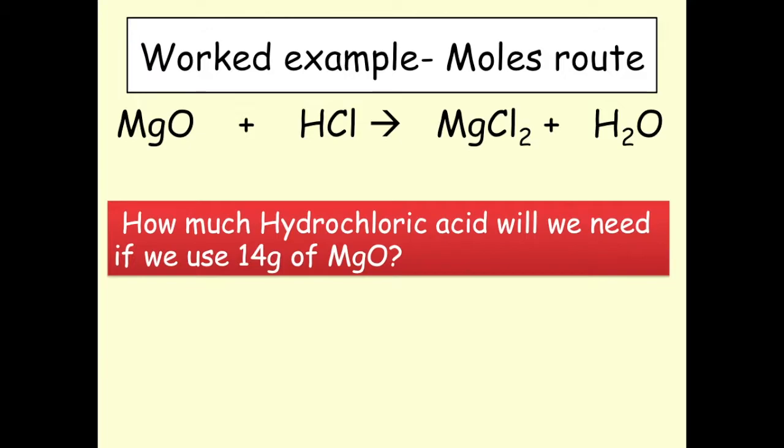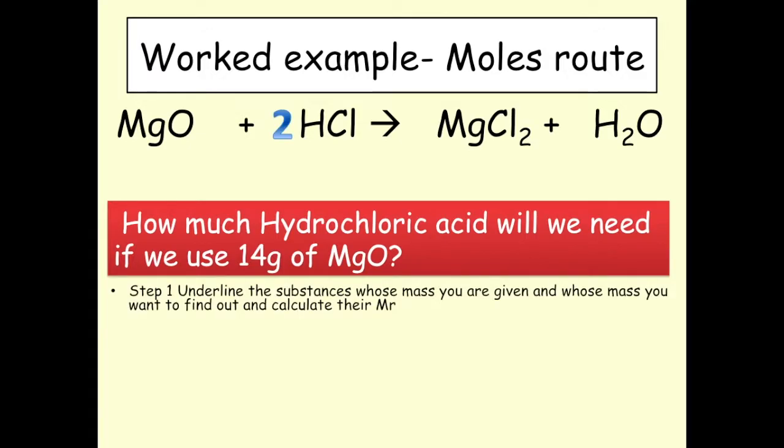Okay, so step one, we're going to underline the substances whose mass you're given and whose mass you want to find out, and calculate their MR. That's just to make sure that we don't waste time calculating MRs that we won't later need. It just concentrates our minds a little bit.